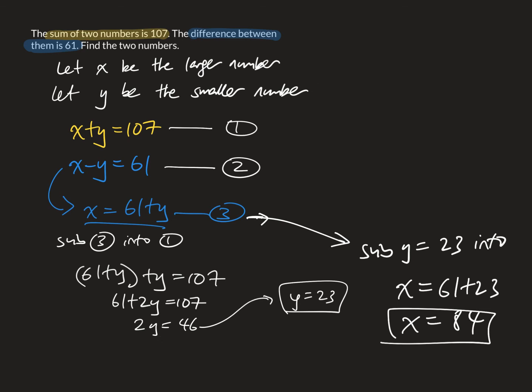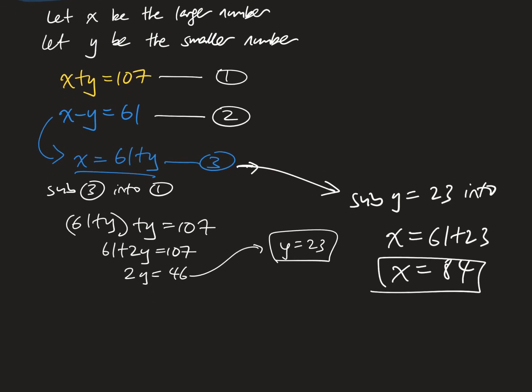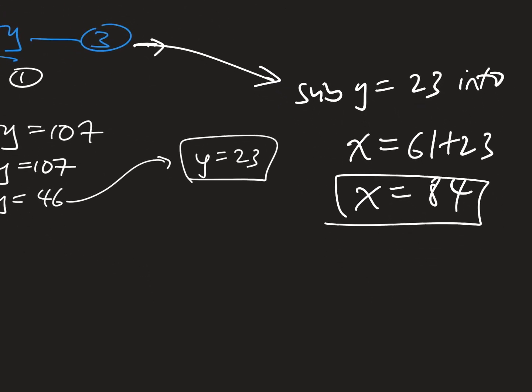So you should write a concluding statement. Just try to steal some space here. The two numbers are 84 and 23. There we go.